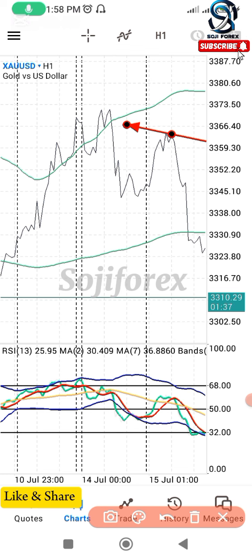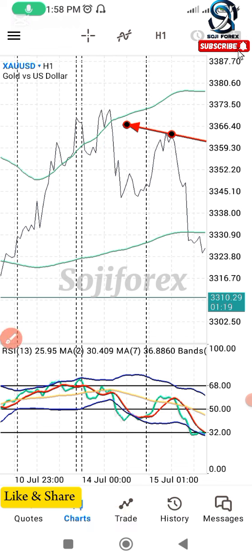So if I tell you that this is a higher low, higher high, higher low, higher high, higher low, higher high, there is no way you are going to argue this. So this is clear, and this shows that we are in an uptrend.